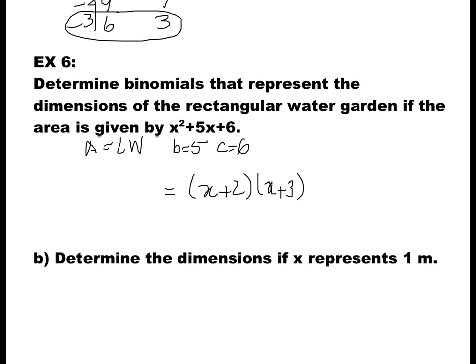Now it says determine the dimensions if x represents 1 meter. So it doesn't matter which one we take as length or which one we take as width. So I can say one dimension is 1 plus 2, because x is 1, so it's 3. And the other one is 1 plus 3, which is going to be 4. So the dimensions are 3 meters and 4 meters.